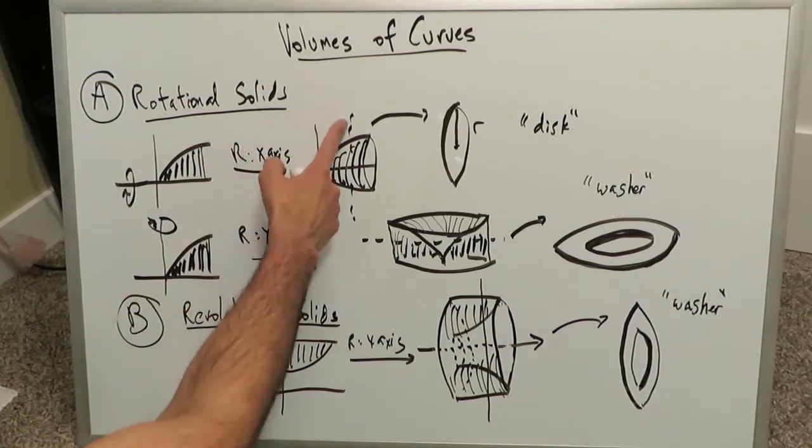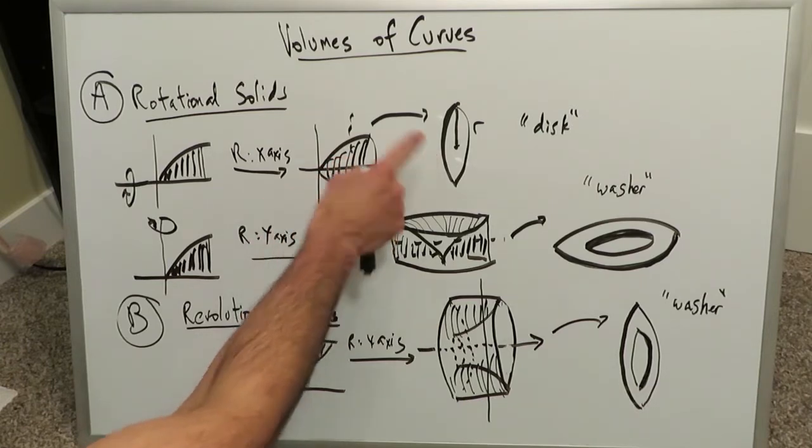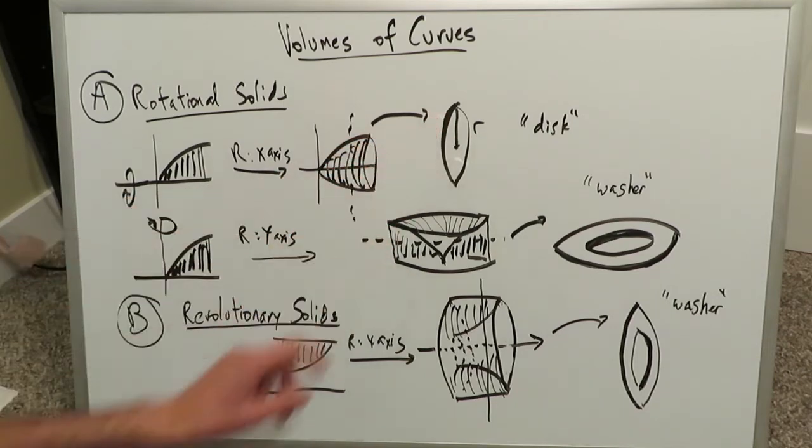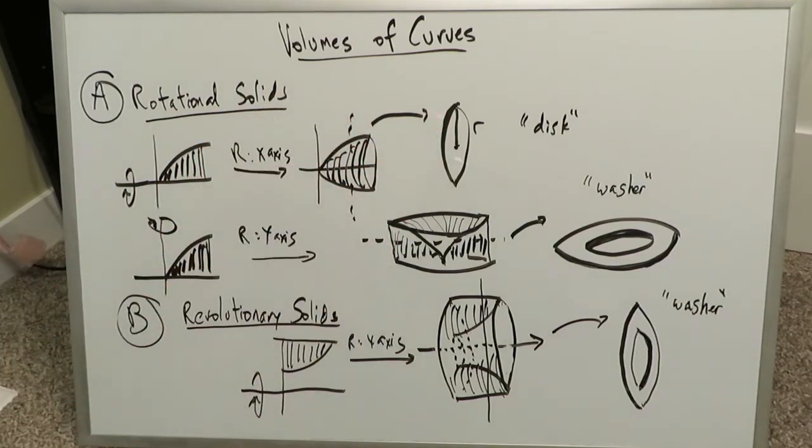And if you were to take a cross-section of this solid, you would have a disk come into place. A disk can easily give rise to a radius, and you can calculate the area and take it through integration across your interval.